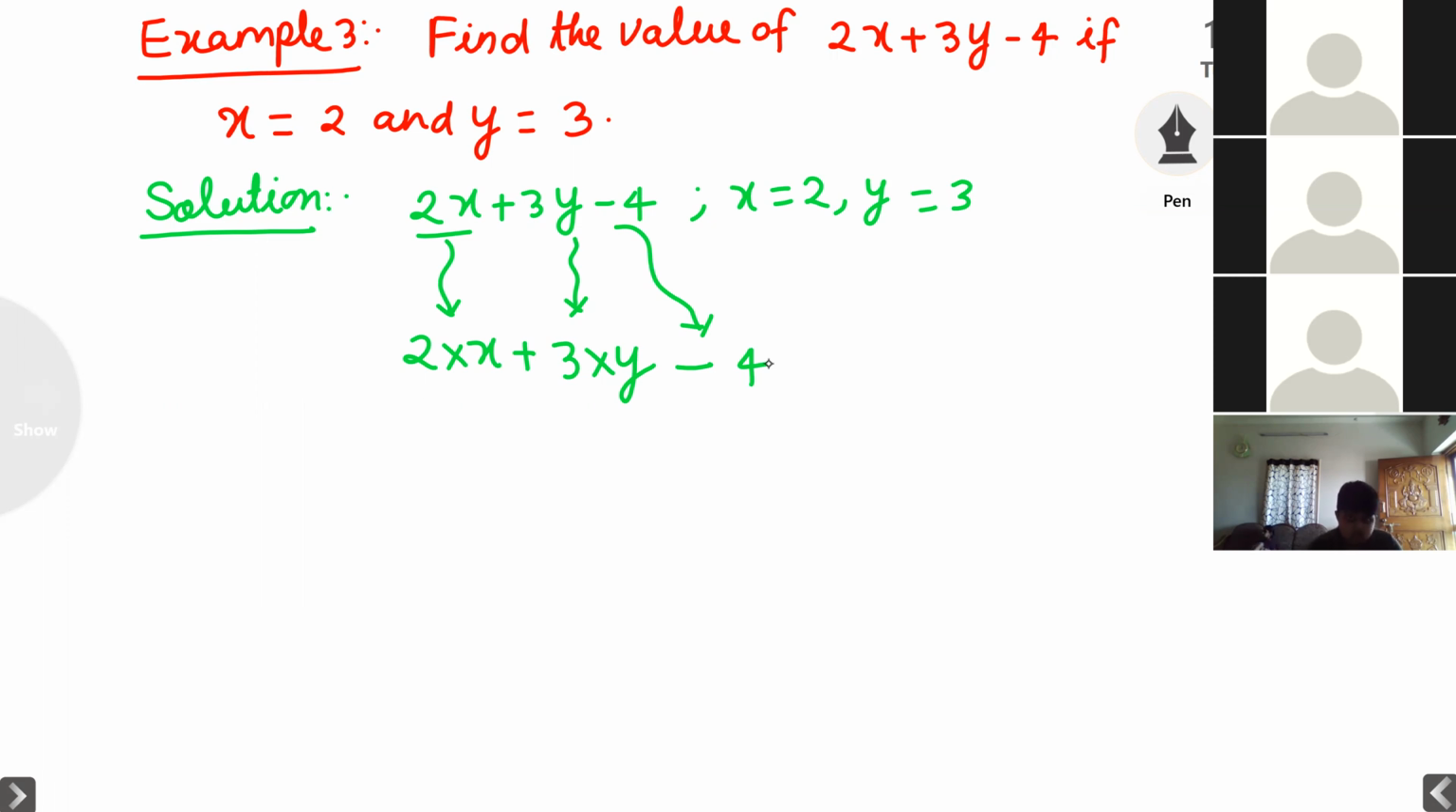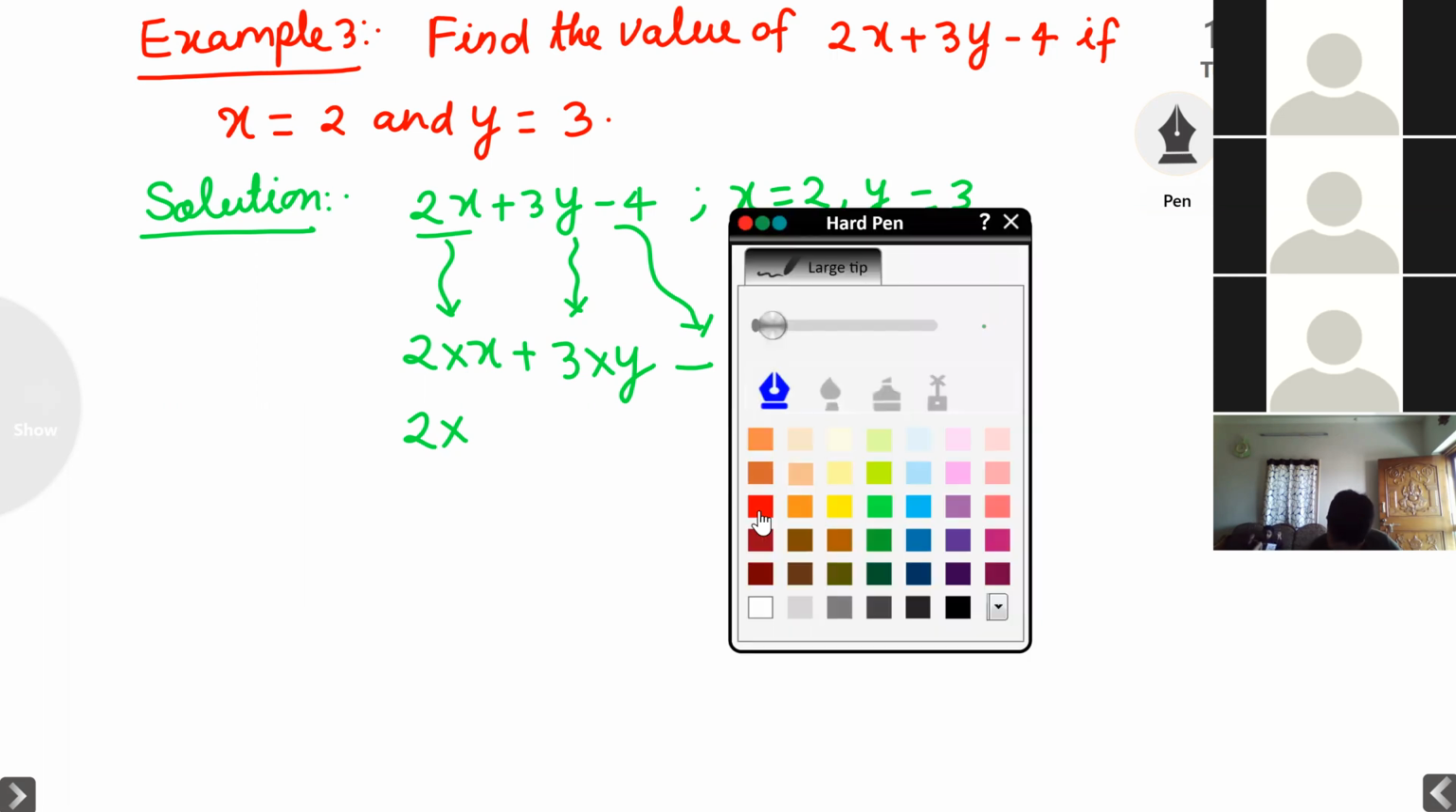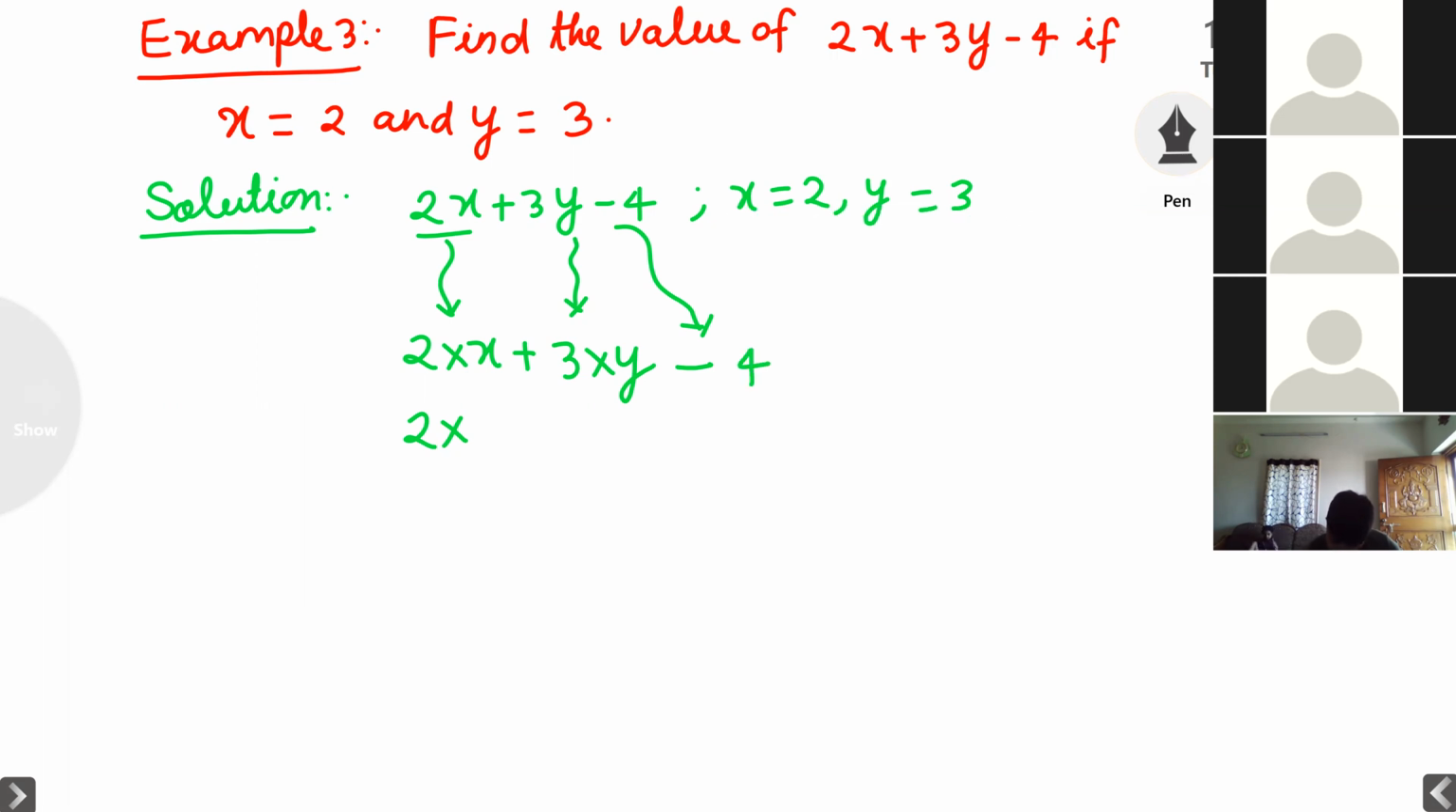Now in the place of x, I want to substitute 2. 2 I will write same, into I will write same. In the place of x, I want to substitute 2, plus as it is. In the place of 3, I will write 3 as it is, into. The value of y is what? 3, minus 4. I have to simplify. 2 2s are 4 plus 3 3s are 9 minus 4.